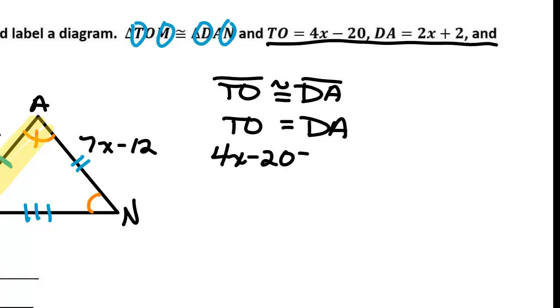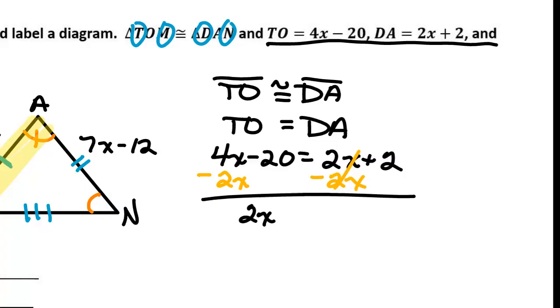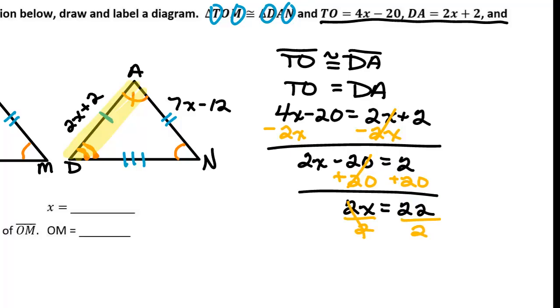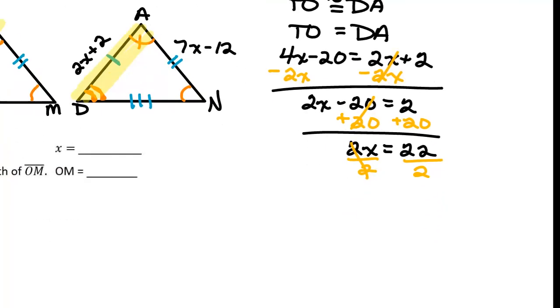So 4x minus 20 equals 2x plus 2. Get my x's to the same side. So that would be 2x minus 20 equals 2. Then we add 20 to both sides. That gives me 2x equals 22. So how big is x? 11. x equals 11.